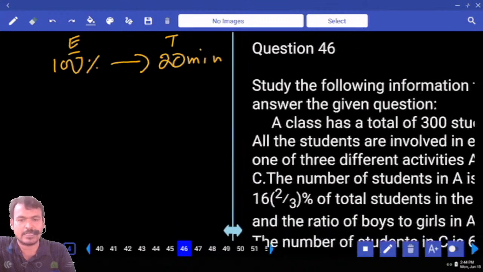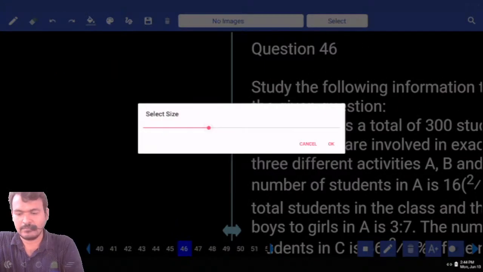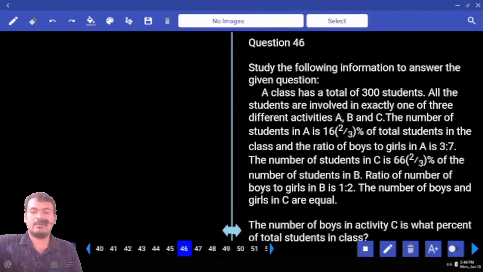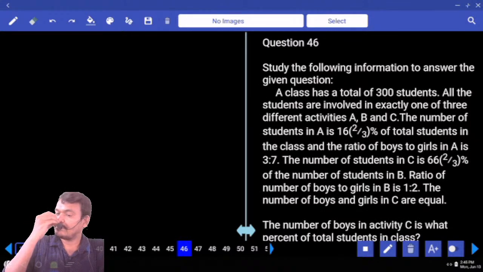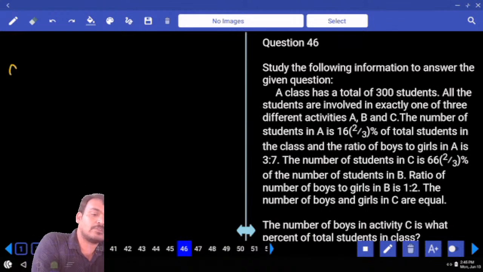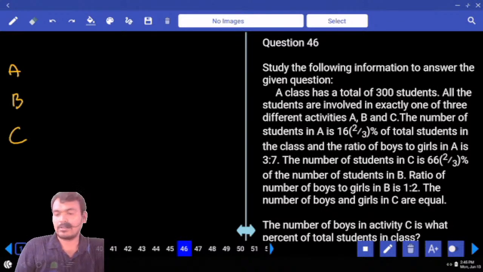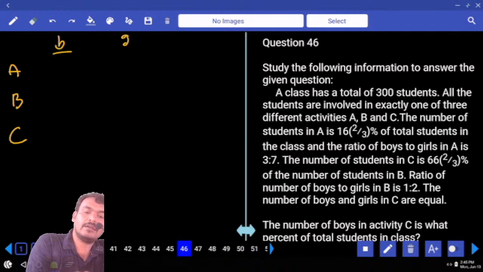Question number 46. A class has a total of 300 students. All the students are involved in exactly one of 3 different activities, A, B, C. The number of students in A is 1/6, that is 16 by 3%, of the total students in the class, and the ratio of boys to girls in A is 3:7. There are 3 activities, A, B, C, and every activity has boys and girls.